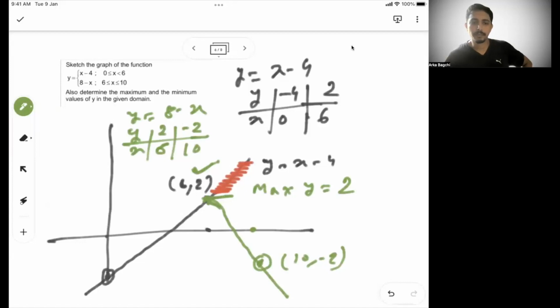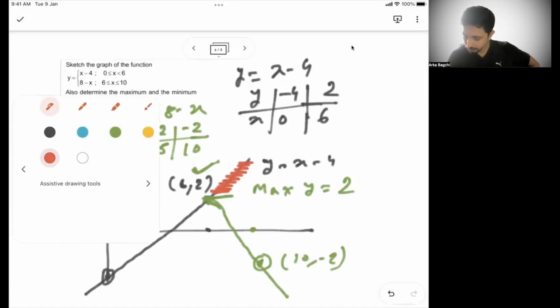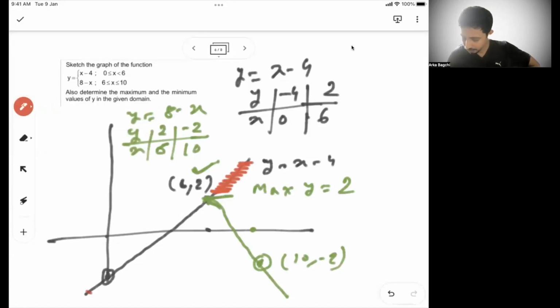And what is the minimum of y? See, minimum of y, obviously now you also know these lines will not exist. These lines will not exist because x cannot go less than 0, x cannot go more than 10, so these lines will not exist, right?